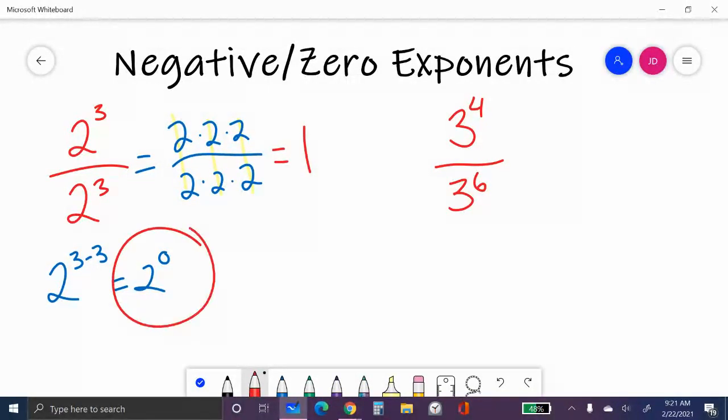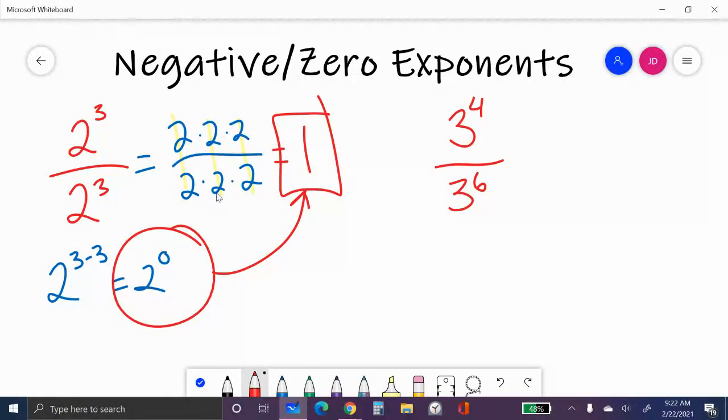So that means anything to the 0 power is always going to equal 1. 2 to the 0 equals 1. 3 to the 0 equals 1. 4 to the 0 equals 1. 5 to the 0 equals 1. X to the 0 equals 1.